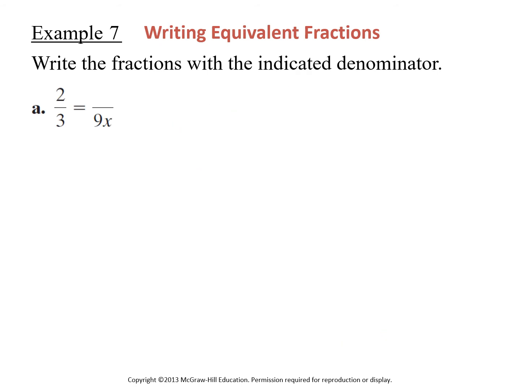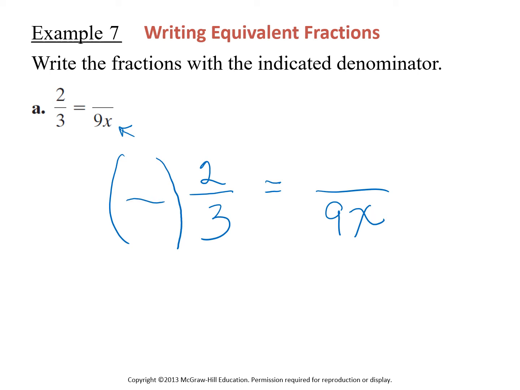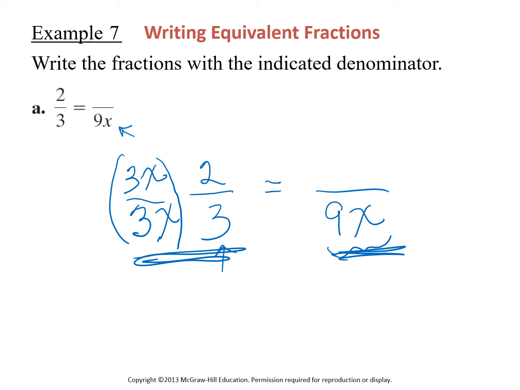I'm going to do the same thing, but I want a variable in the denominator now. So I have 2/3, and I want my new denominator to be 9x. And so I have to see what can I multiply 3 by to give me 9x. So if I multiply by 3x, then these denominators match. And so if I multiply by 3x in the denominator, I have to multiply by 3x in the numerator.